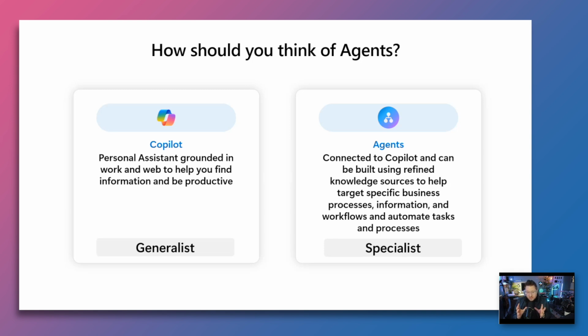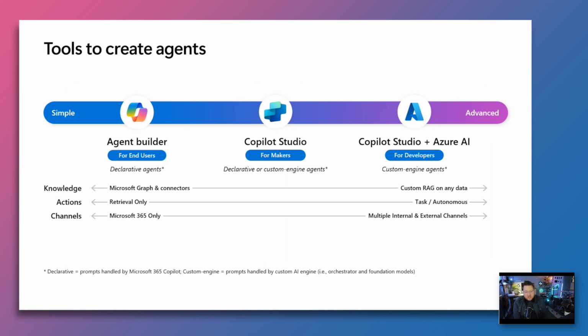They work together. Agents are built within Copilot, so they're connected to Copilot, and Copilot is that general UI for your agents. So when you're thinking about agents, I felt that was a really good way to approach that. And the second side of that is, okay, cool. Now, how do I create those agents?